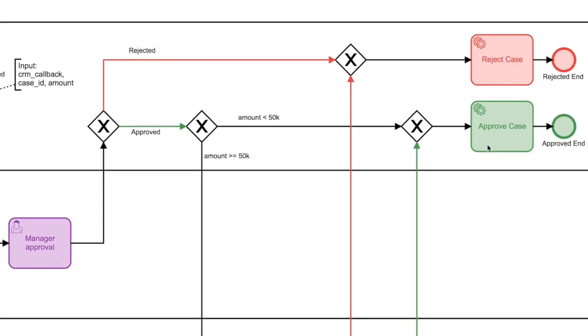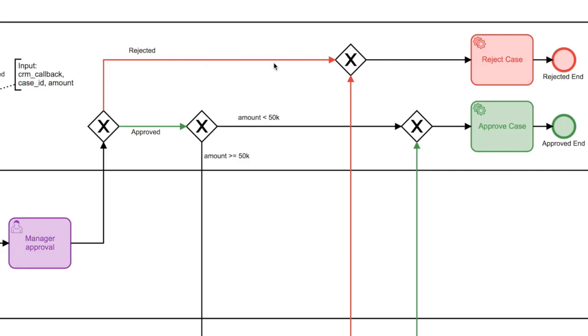If the loan amount is less than $50,000, then it will route directly to the approved case service task. This task will make a callback to the CRM by the previously defined CRM callback. Also, it will use the case ID variable to address the proper case on the CRM side. This action will change the loan status to approved, and the process ends here.